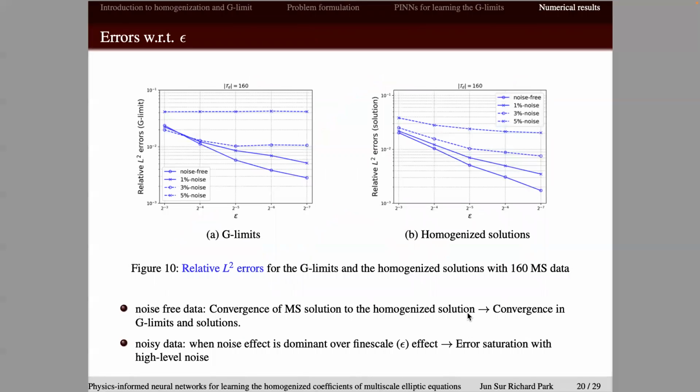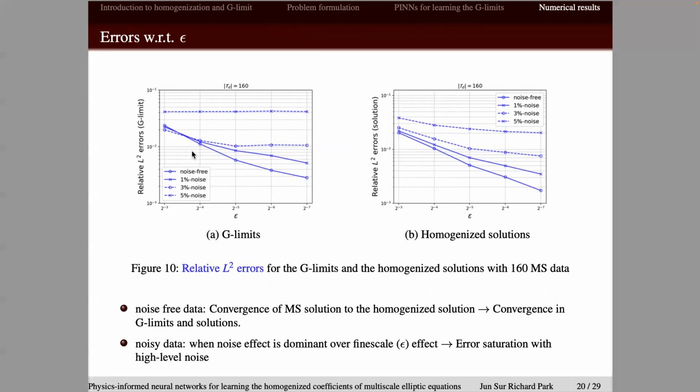So these are the errors with respect to epsilon. Here you can see some more clear convergence if you compare this with the previous example. But still, we can observe a similar pattern here. With the noise-free data, we have some clear convergence, but this convergence tendency is mitigated when we have some noise corruption. If you look at the result with 5% noise, you can see that the error stays almost the same. So the error saturates from the beginning, right? This is again because the noise effect is dominant over the effect of our fine scale parameter epsilon.